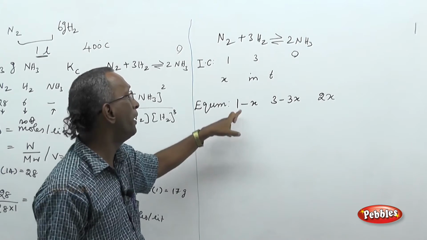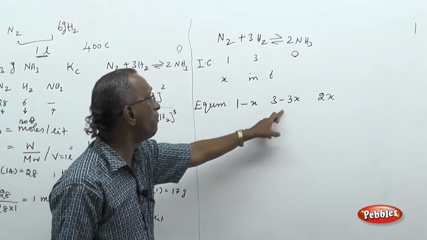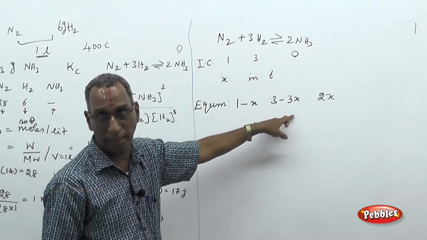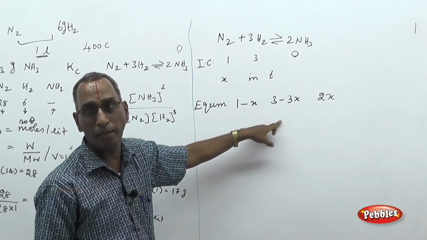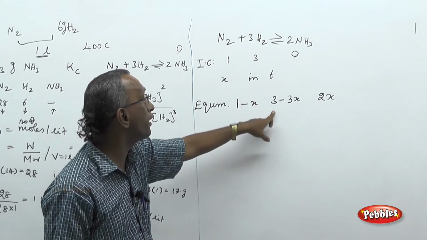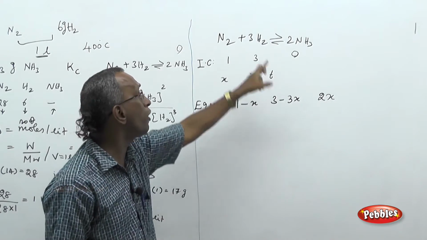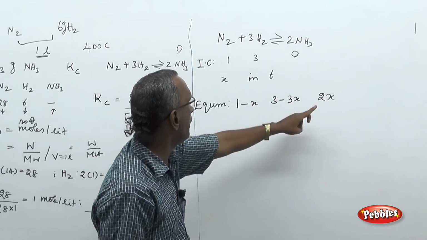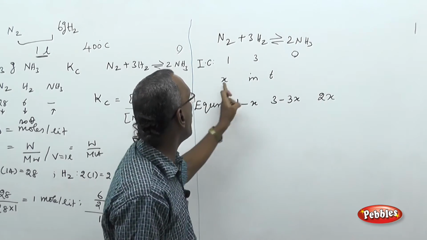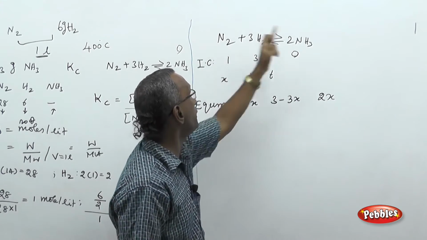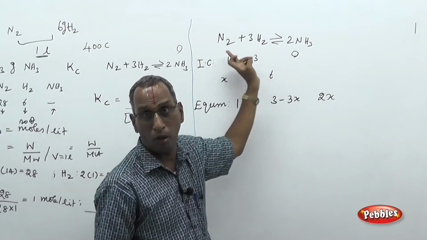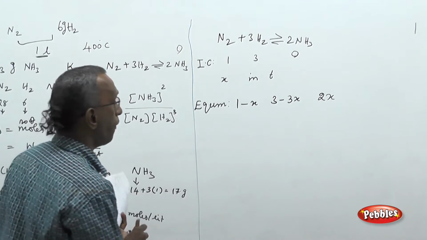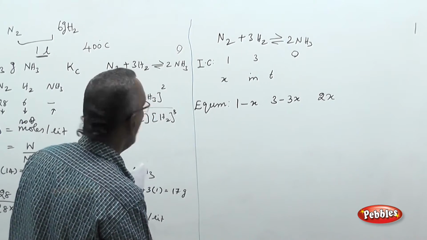1 minus X is the equilibrium concentration of nitrogen. 3 minus 3X: because 3 is the initial concentration and 3X is reacted, the unreacted concentration is 3 minus 3X. 3 minus 3X is the concentration of hydrogen at equilibrium. And 2X has been formed. X is reacted means 1 part reacted, only 2 parts are formed. 2X moles of ammonia are formed at equilibrium.